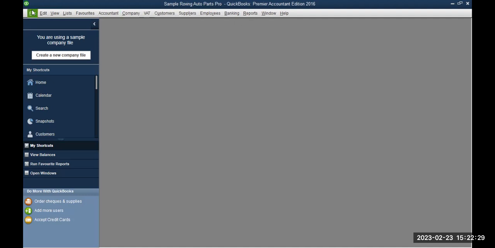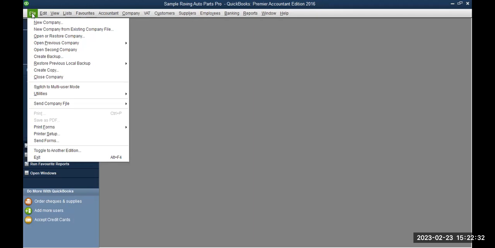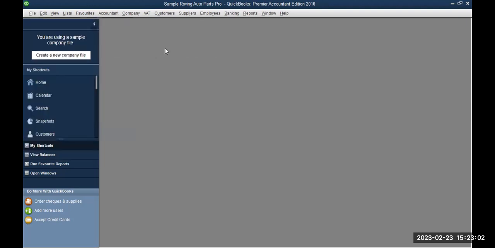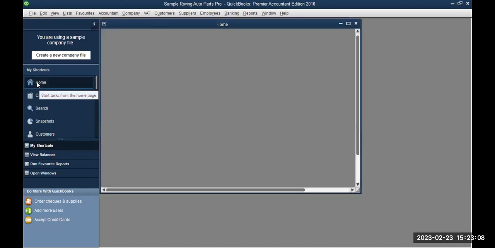Now, if you want to restore a backup, you come here, still on File, Restore Previous Backup. It's showing this was the last backup that we did. So I can click on that backup and restore it. If you have other backups for other files, all the backups that you've saved will be listed here. So you can choose which is the latest backup that you want to restore. You click on the file and you click on restore backup, and the backup is restored. So that is how you restore backup. Let's go back to the home page.